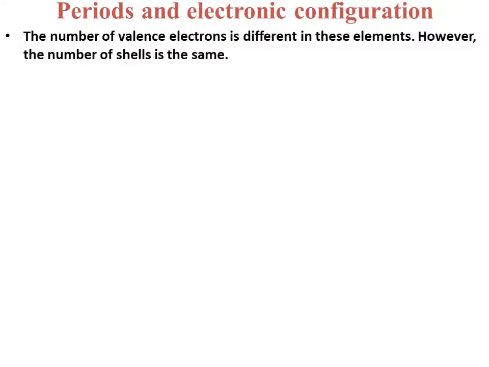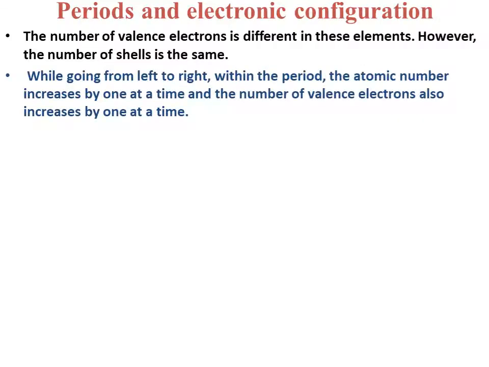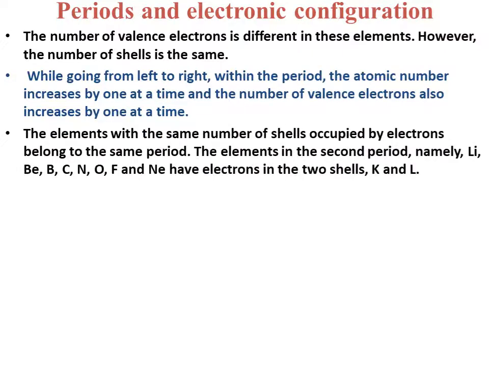Now we discuss periods and electronic configuration. The number of valence electrons is different in these elements. However, the number of shells is the same. While going from left to right within a period, the atomic number increases by 1 at a time and the number of valence electrons also increases by 1 at a time.